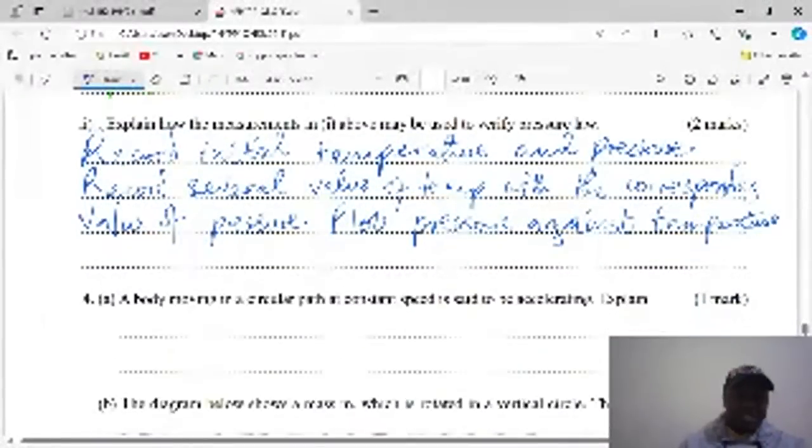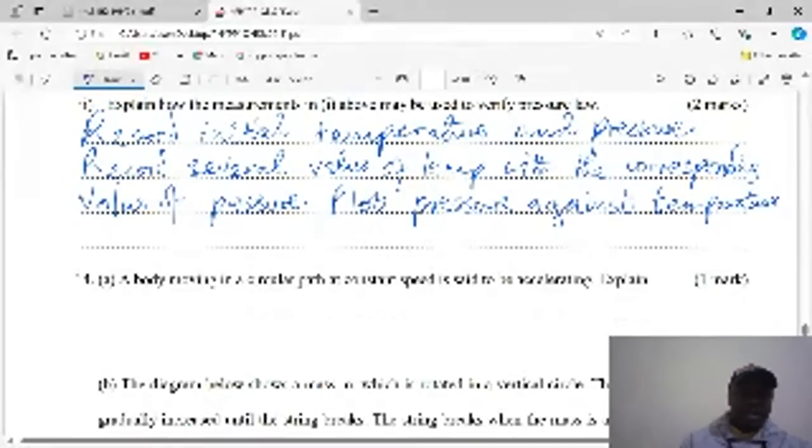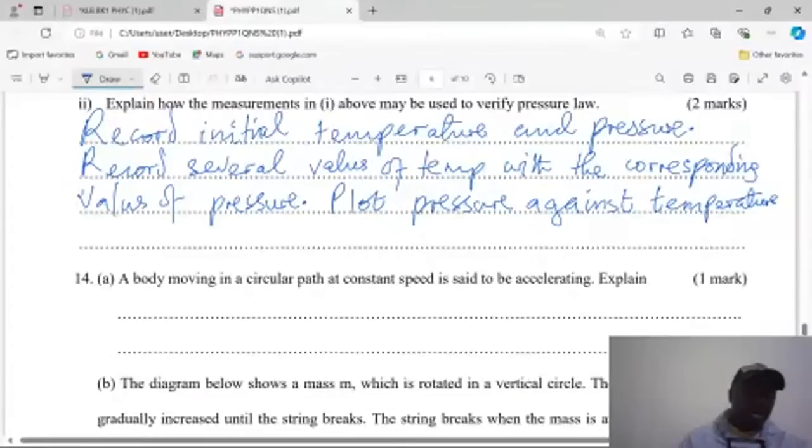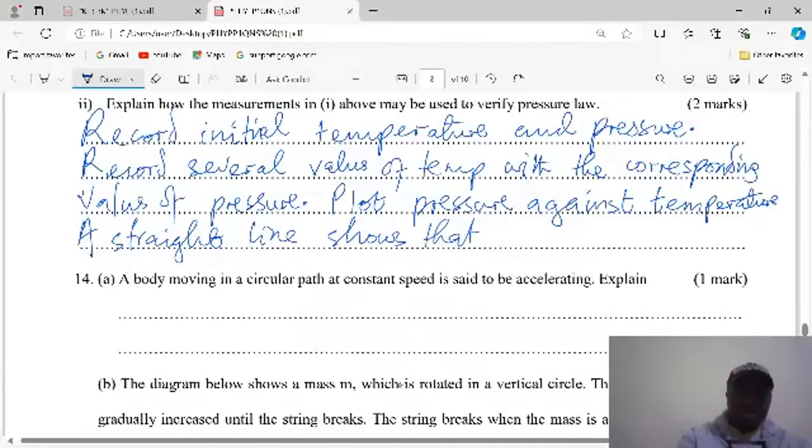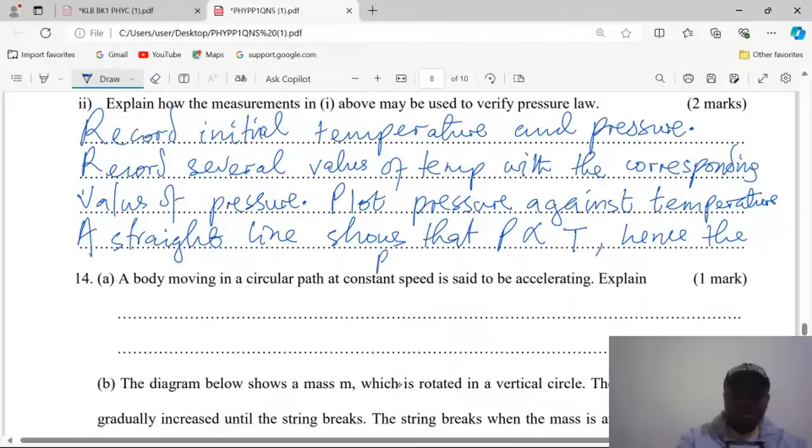Plot pressure against temperature. So it has to be known that when you plot pressure against temperature, a graph that is a straight line shows that pressure is directly proportional to temperature. Hence, the pressure law is verified.